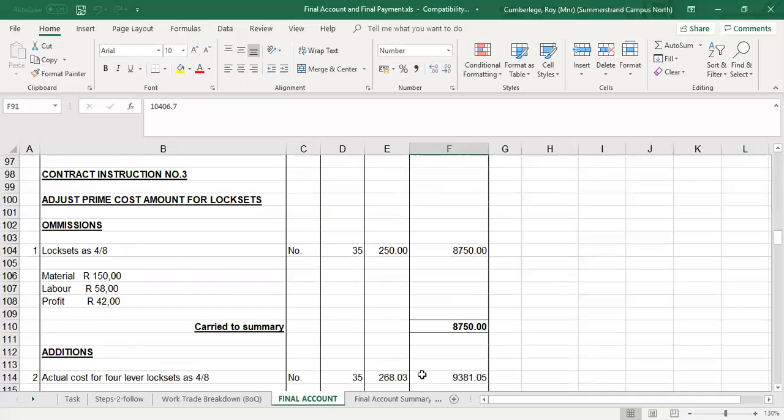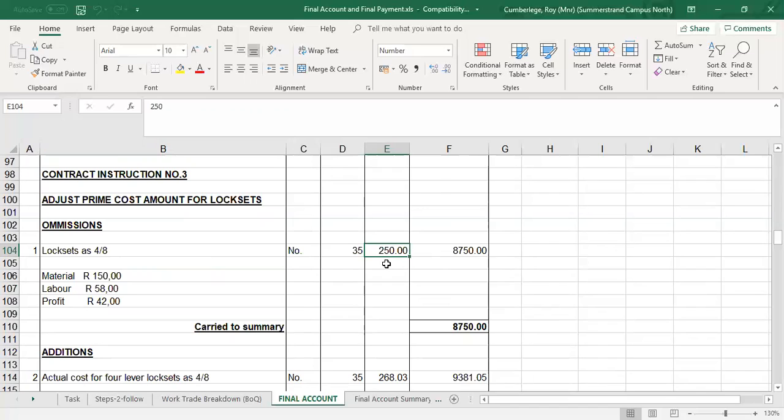Then contract instruction number 3 talks about the adjustment for prime cost amount for lock set. Now remember, prime cost is only for the material. So in this case, there was a prime cost item in the bill for the lock sets on item 4, page 8, to the amount of 250. Now, in that specific item 4 on page 8, the prime cost is in the description and it's referenced there as 150 Rand, but the contractor now adds the profit and the labor, and in the bill he inserts 250.